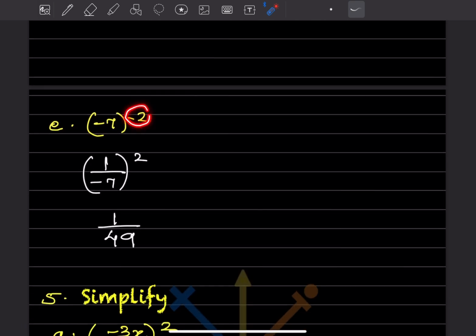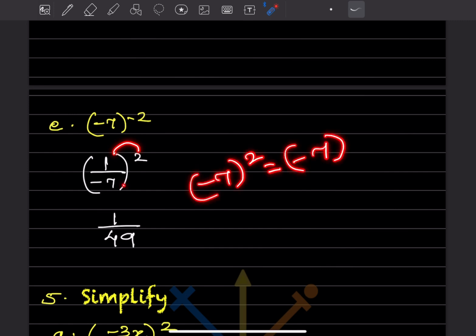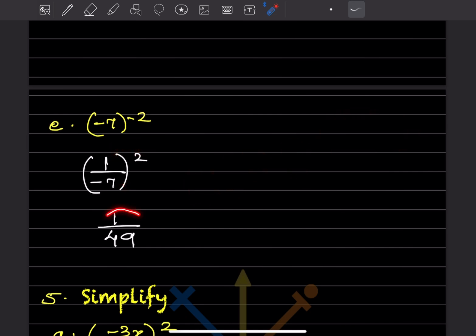Now again this is a negative 1. So this can be written as, because we will flip over, so this is going to be 1. So that will be 1 by minus 7, which will be 1 by minus 7 square. That is going to be minus 7 into minus 7, which will become positive. So it is going to be 49. So 1 by 49.